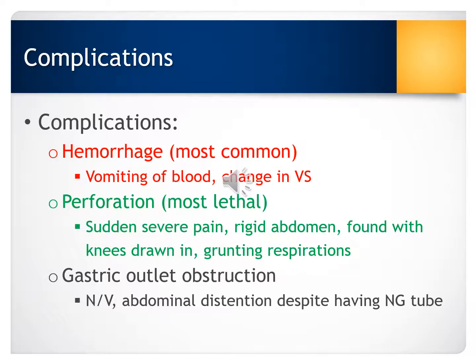Typically the patient is going to have severe, sudden pain. They may be found with their knees pulled into their stomach, and they'll have grunting respirations. Gastric outlet obstruction, the patient typically has nausea and vomiting. They may have abdominal distension, and the abdominal distension continues despite having a nasogastric suction tube placed.